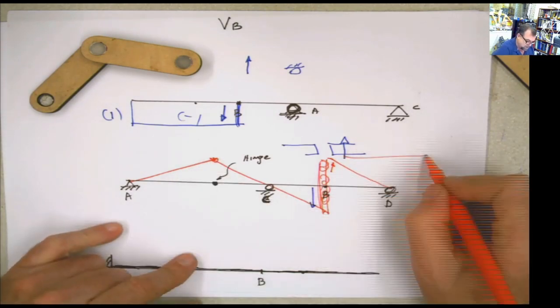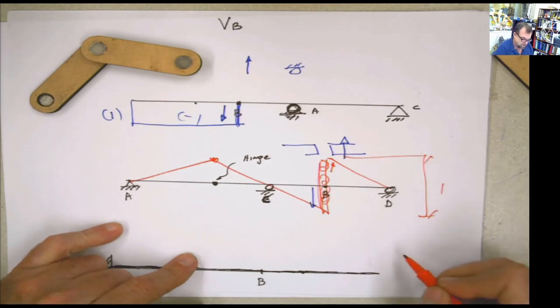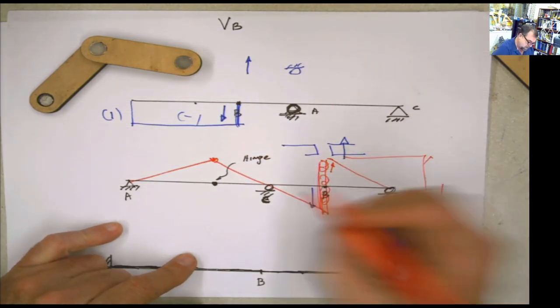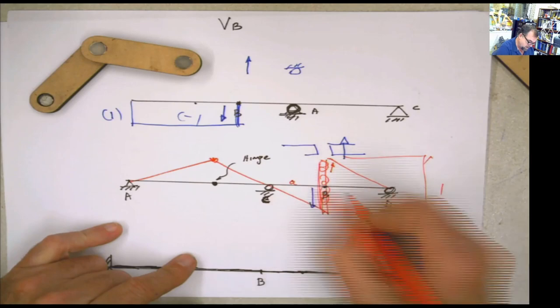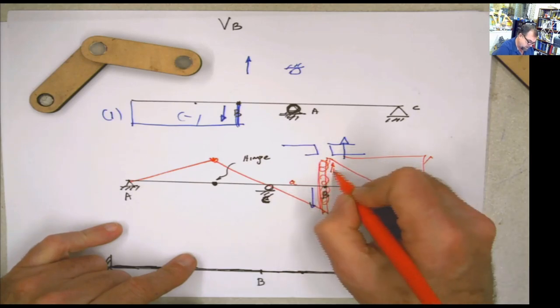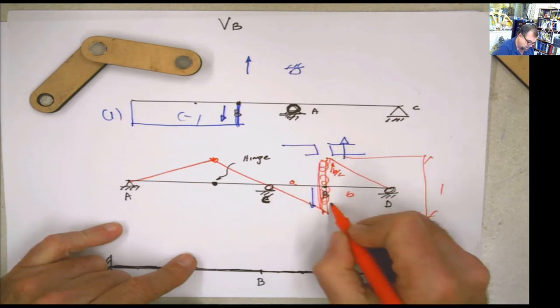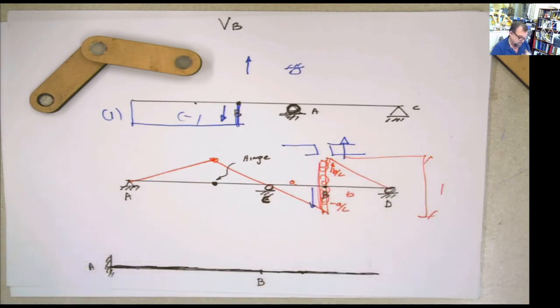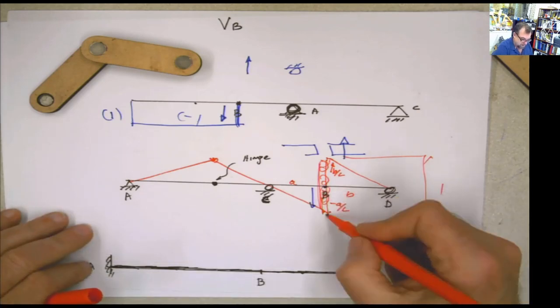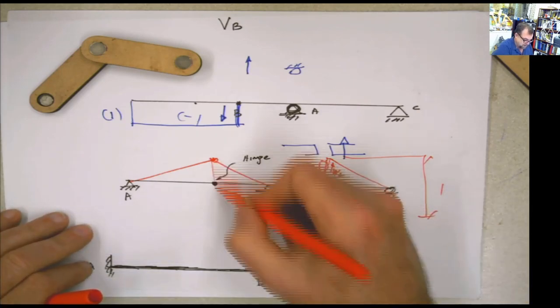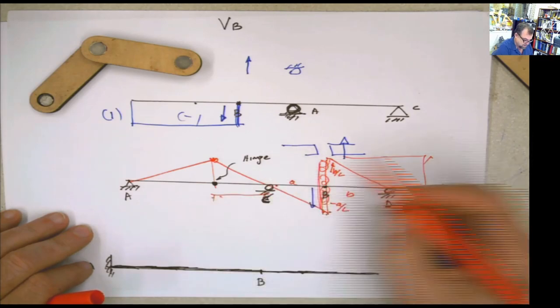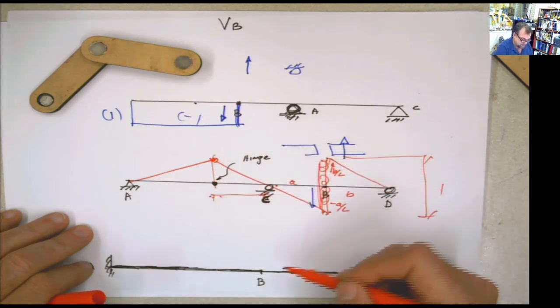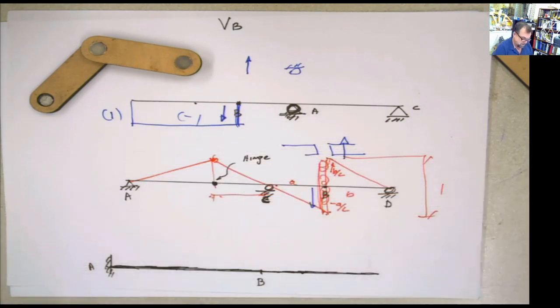Now, this total distance is one, and once again, if this is A and this is B, this height is going to be B over L, and this height is going to be negative A over L. And that's the influence line for this. Once I have these two values, I can say this value is at distance A, this value is at that distance, and calculate everything in there.